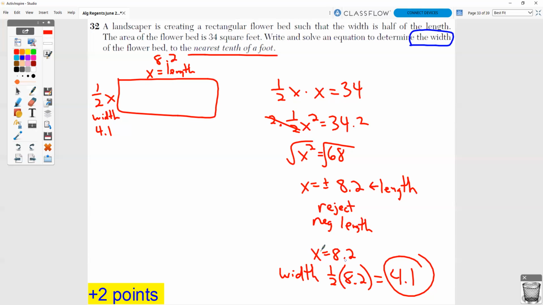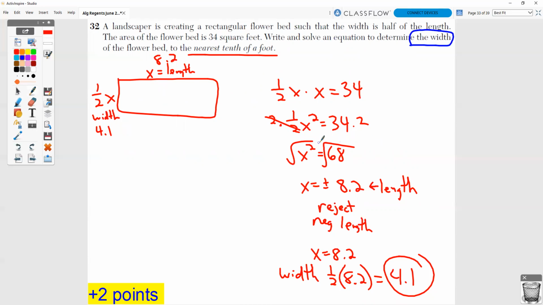We have to make sure that we sub it back in and get the width to the nearest tenth. The way that you find the area of a rectangle is to multiply the two sides together. So I can multiply my x times the 1/2 x, and it says that it has an area of 34. Well, that would be 1/2 x squared. If I want to solve this equation, I would multiply by 2 and multiply by 2. You could divide by 1/2 and divide by 1/2.